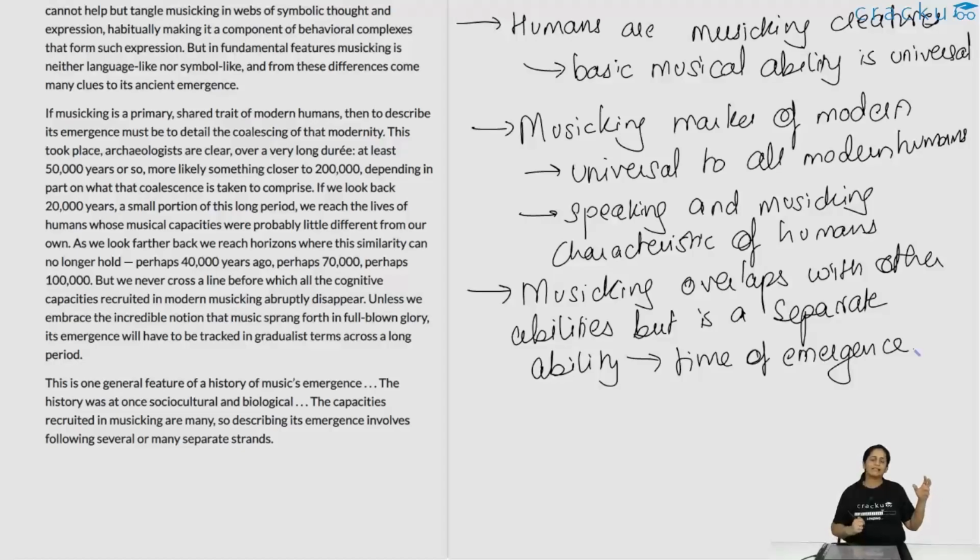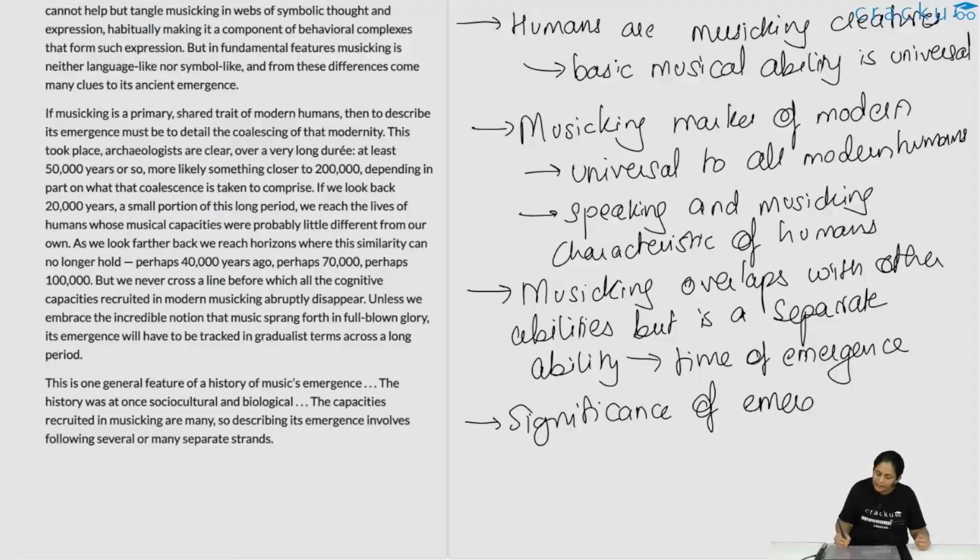So essentially, why is the author interested in tracking the emergence of musicking? Because if you track the emergence of musicking, and if you say musicking is a trait of modern humanity, then when musicking emerged, that is when you would say, okay, this is the start of modern humanity.